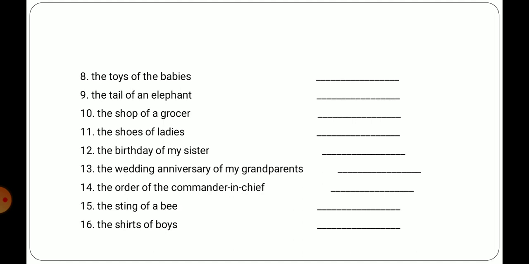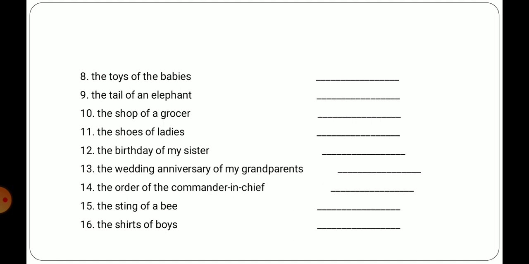The tail of an elephant. Now an elephant is singular noun. So you will be using the first rule. An elephant's tail. The shop of a grocer. A grocer is singular. A grocer's shop, first rule. The shoes of ladies. Now ladies is plural. So ladies' shoes. We are using which rule? It's a plural and it's ending with S. So we are using the second rule.